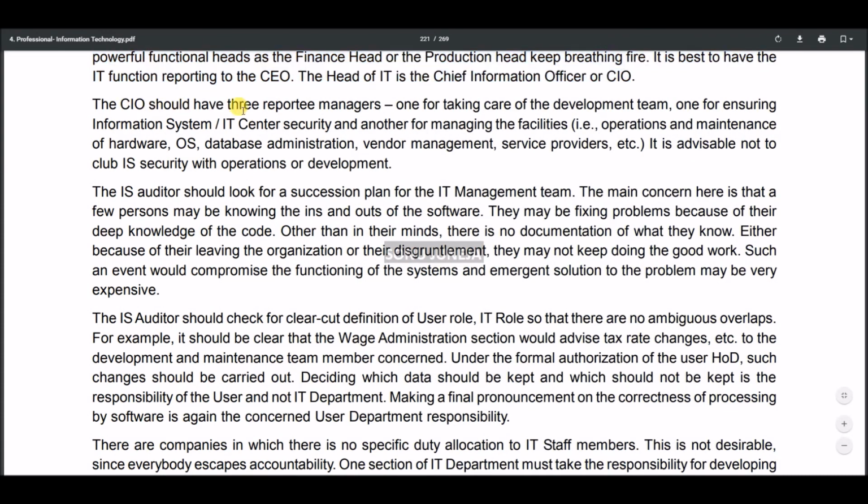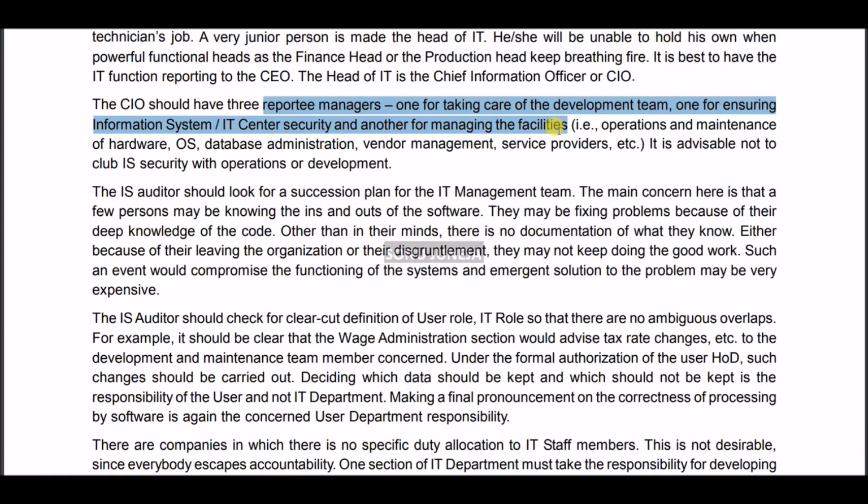The CIO should have three reportee managers: one taking care of the development team, one for ensuring information system and IT center security, and one managing facilities, that is operations, maintenance of hardware, software, database administration, vendor management, service providers. It is advisable not to club information security with operations or development.